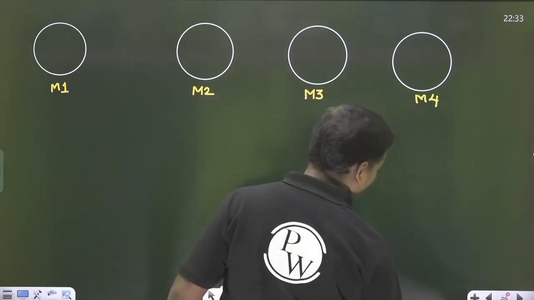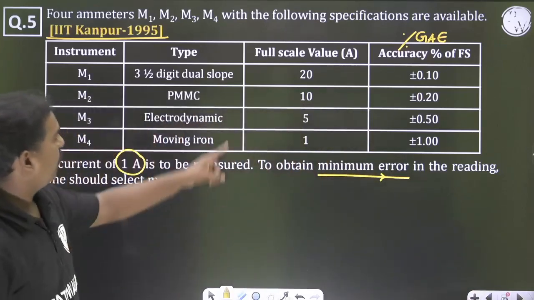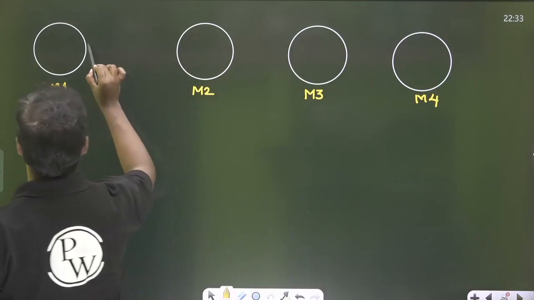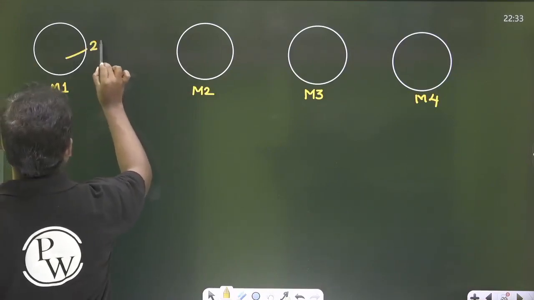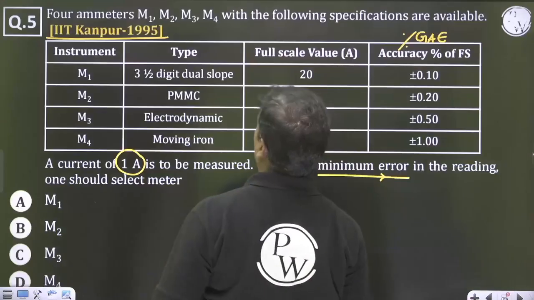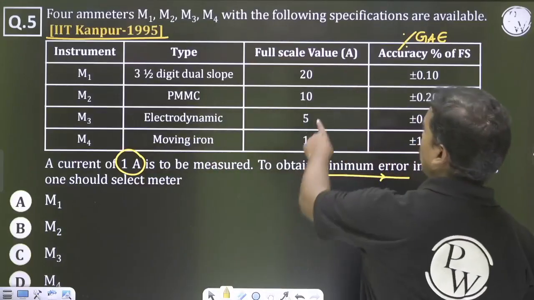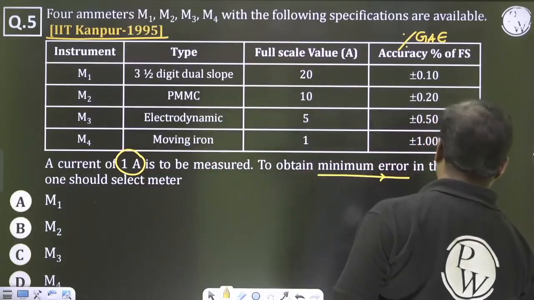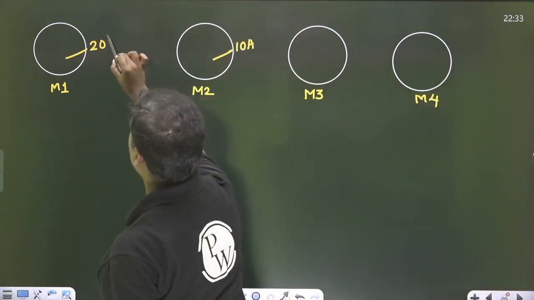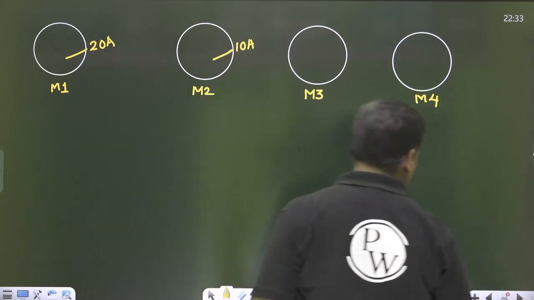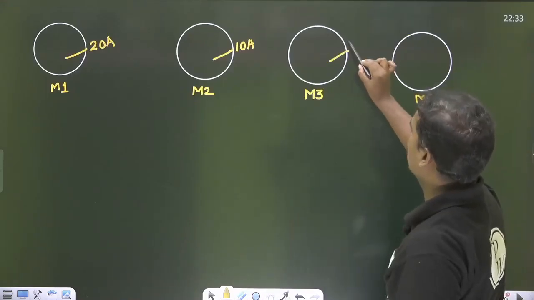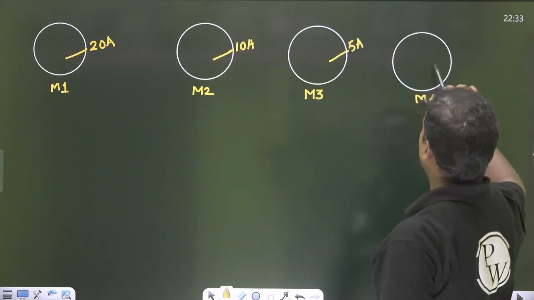First of all, let us take the data that is given. What is the full scale value of meter 1? That is 20 amperes. So this is full scale value 20 ampere. This is 10 amperes, this is 5 amperes and 1 ampere.